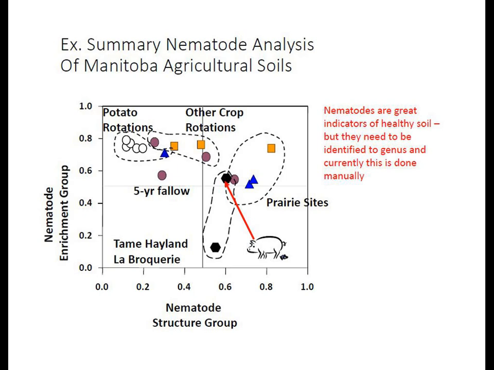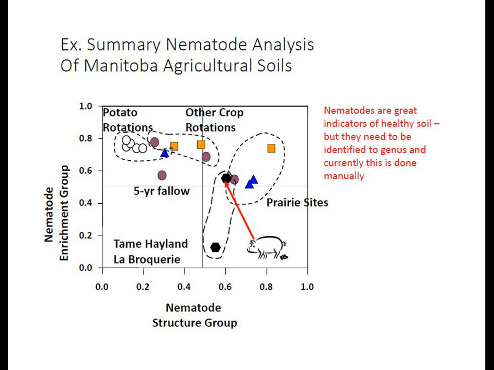And then you can even see other crops. These would have been wheat and cereals, mostly cereals, and probably even canola was in the rotation. And you can see they're to the right of the potato rotations, those squares and circles that are colored. And so it's interesting.